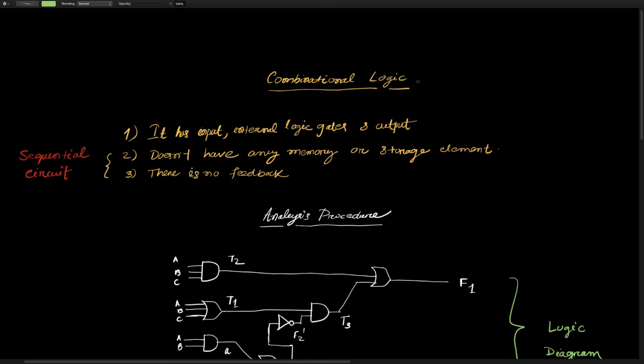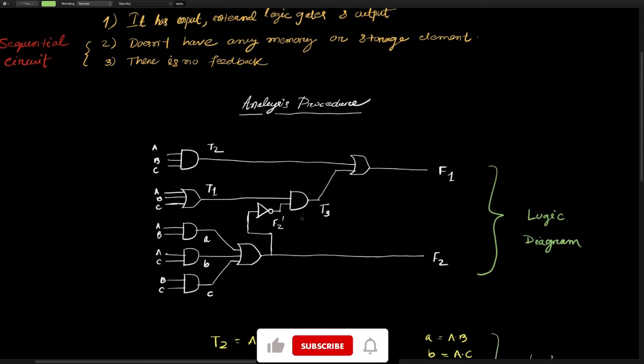So it has input, internal logic gates, and output. It doesn't have any kind of memory or storage element, and it has no feedback. Okay, so we will get into the example for this.